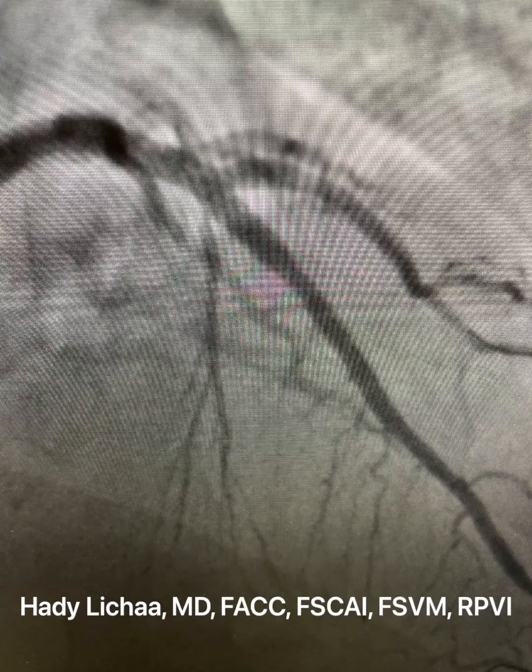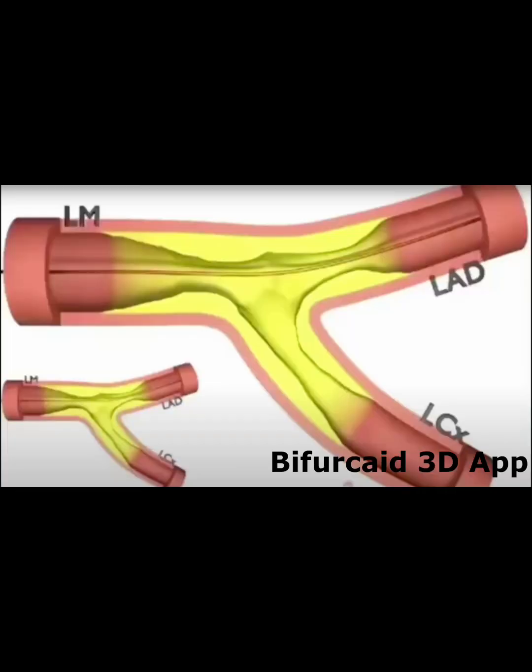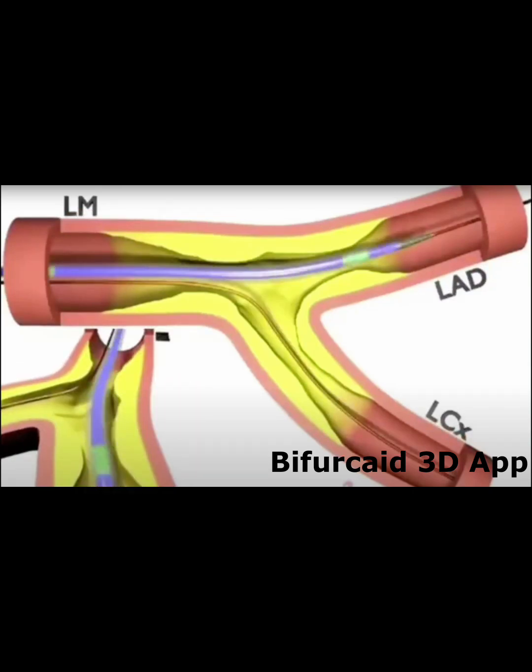the stent struts. This is sequential balloon inflation at high pressure, then simultaneous kissing inflation followed by proximal optimization technique. To illustrate the different steps of the culotte or reverse culotte technique, the best visual app for that is Bifurcate 3D by Dr. Kinney and team at Mount Sinai, New York.